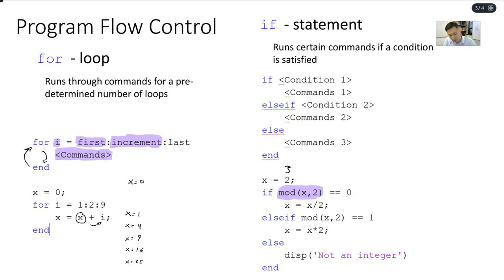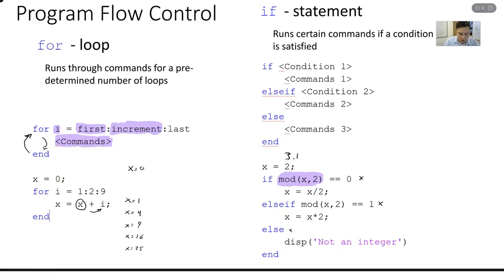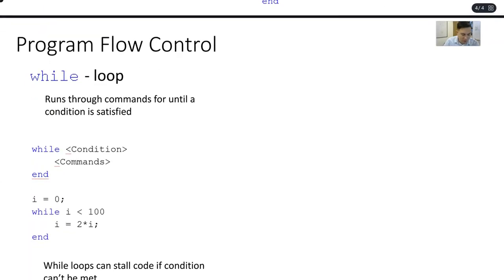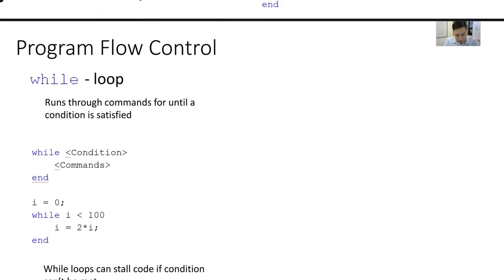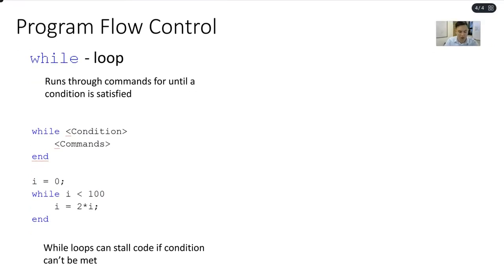If we had a value of 3.1, in this case, the remainder would be 1.1, so neither our first condition nor our second condition is met. So we run our else statement, which outputs a display that says the value is not an integer, which is in fact the case. Okay, the final program flow control that we're going to consider is our while loop.